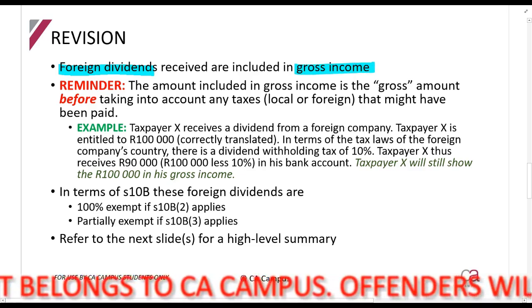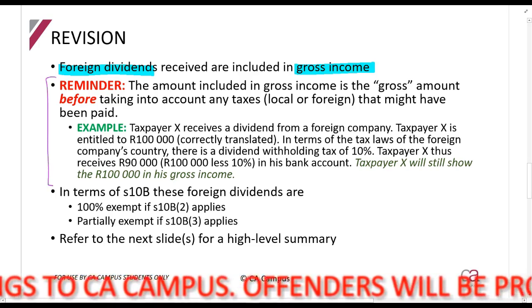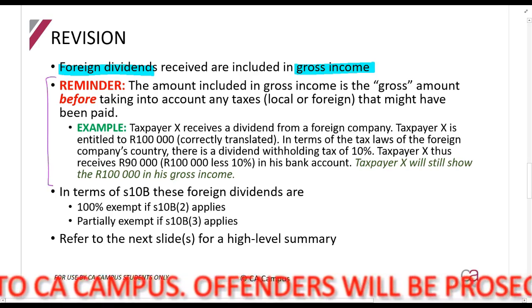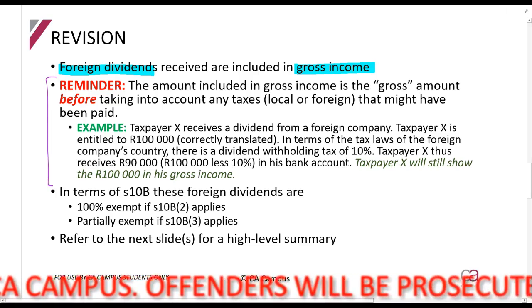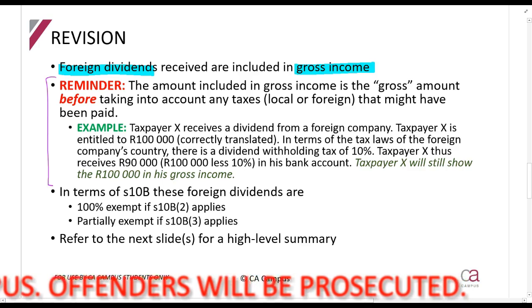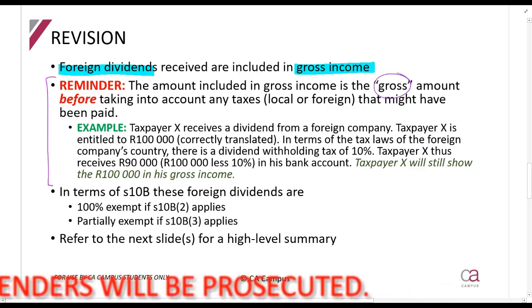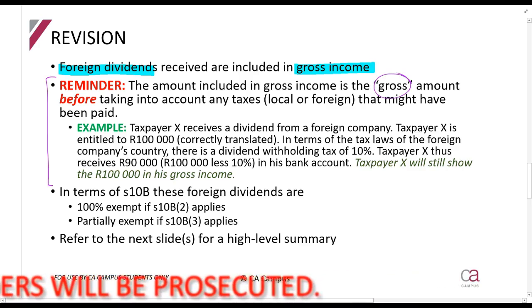Now, very important reminder here, and this is for everything in this section, please remember that if an amount of tax has been withheld from the dividend or from a foreign dividend, you need to include the gross amount. So that's the amount before the tax has been deducted in your gross income.